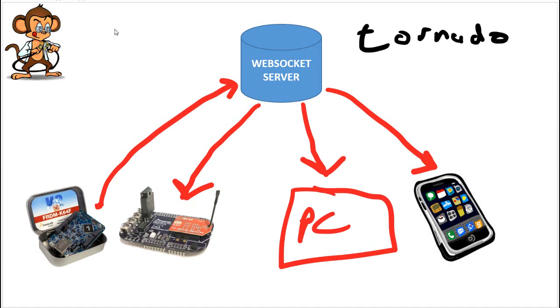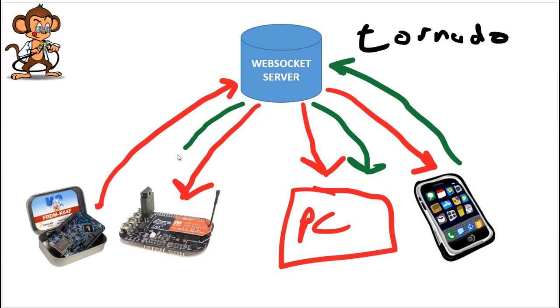Now, let me switch a color. If, say, once this cell phone is connected to the WebSocket, let's say he sends a message. He sends it to the WebSocket server. The Tornado server repeats that message back down to all the clients, and he actually repeats it to himself too. You always get your own message with this protocol.